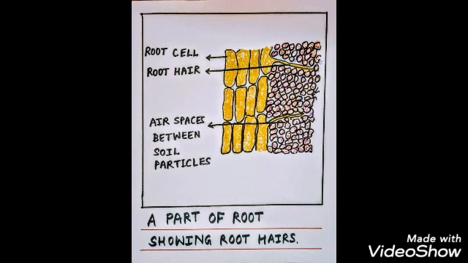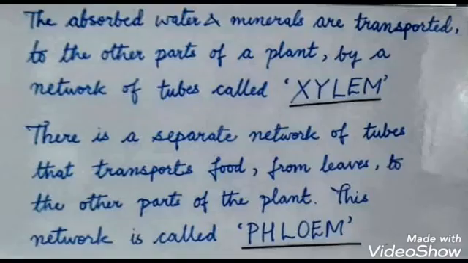Roots have root cells. These root cells have extensions called root hair. These root hair help in better absorption of water and minerals. There are air spaces between the soil particles that help in respiration of the roots. Now, how does this water and mineral get transported from the roots to the leaves?